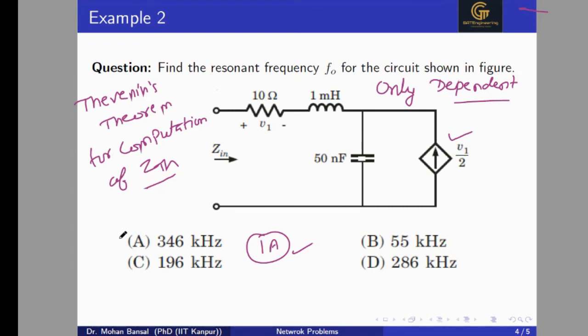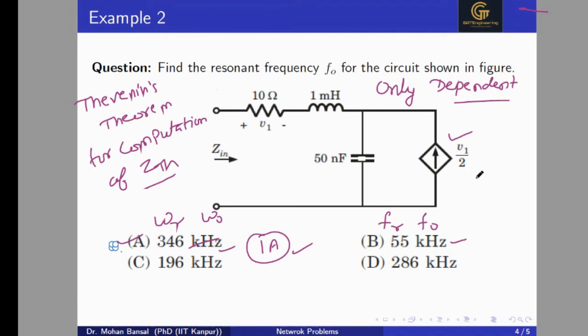So you can make a mistake by selecting option A at 346 kilohertz. So be careful about the unit also, because you have computed the resonance frequency at 346 kiloradian per second, not kilohertz. This is for omega r and this is for fr, or f naught is given in the question, so we can write f naught or omega naught. If here written as kiloradian per second, then option A is correct. Otherwise, option B is correct, because 55 kilohertz is given. All the options are given in kilohertz. So be careful about the unit.